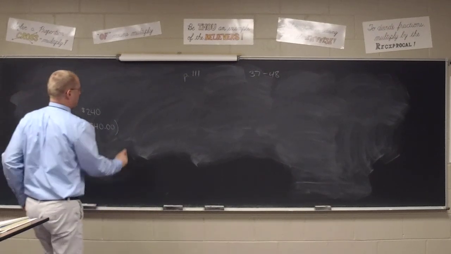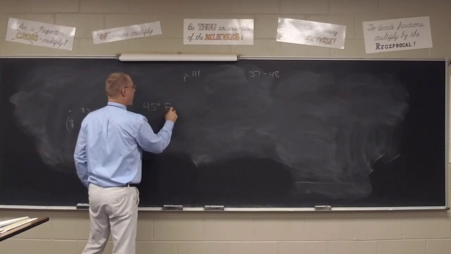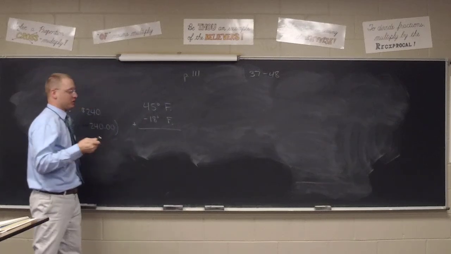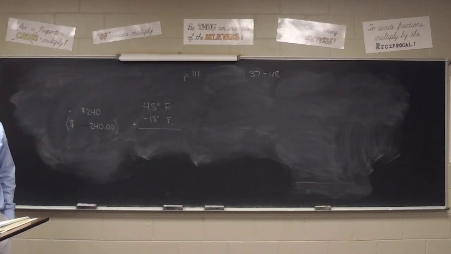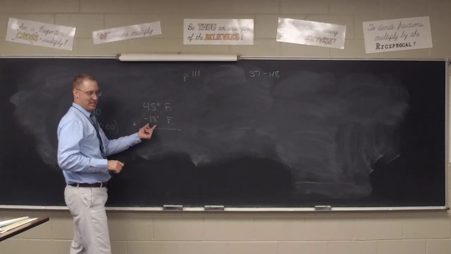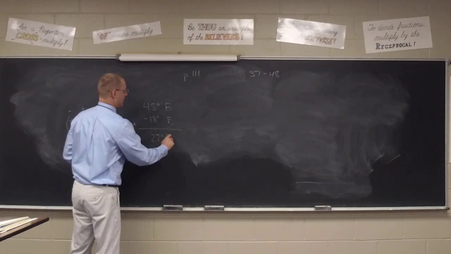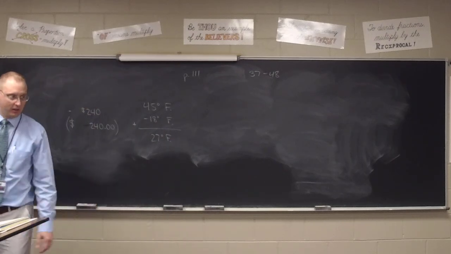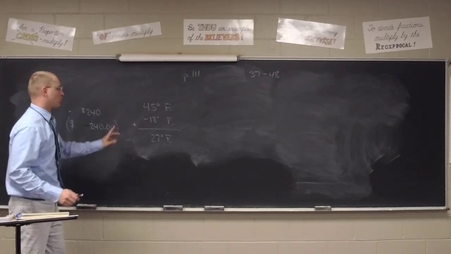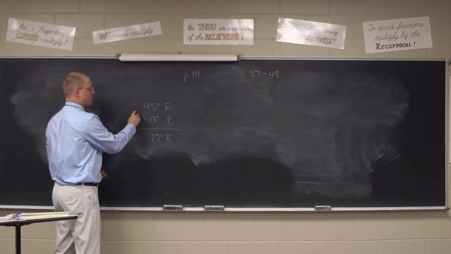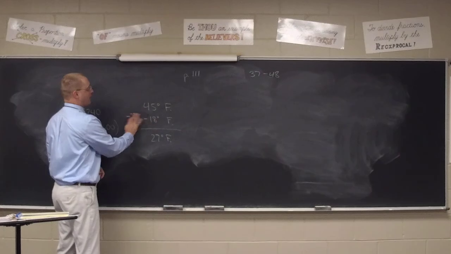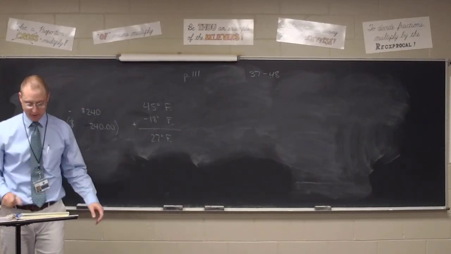So if we take our 45 degrees we started at, and we add to that a negative 18 degree Fahrenheit drop, what resulting temperature do we get? We're adding a negative 18, so 27 degrees Fahrenheit. Is it negative? Because it's dropping. The temperature's going down, so it's a negative temperature. Now, granted, adding a negative is the same thing as subtracting a positive, right? So if you just subtracted 18, you get the same answer, or you could add the negative 18, which still gives you 27 degrees Fahrenheit.